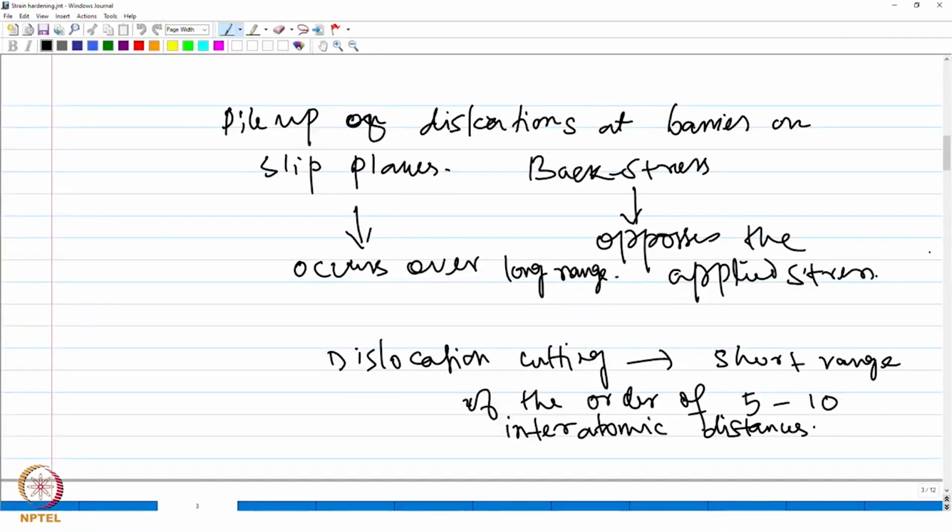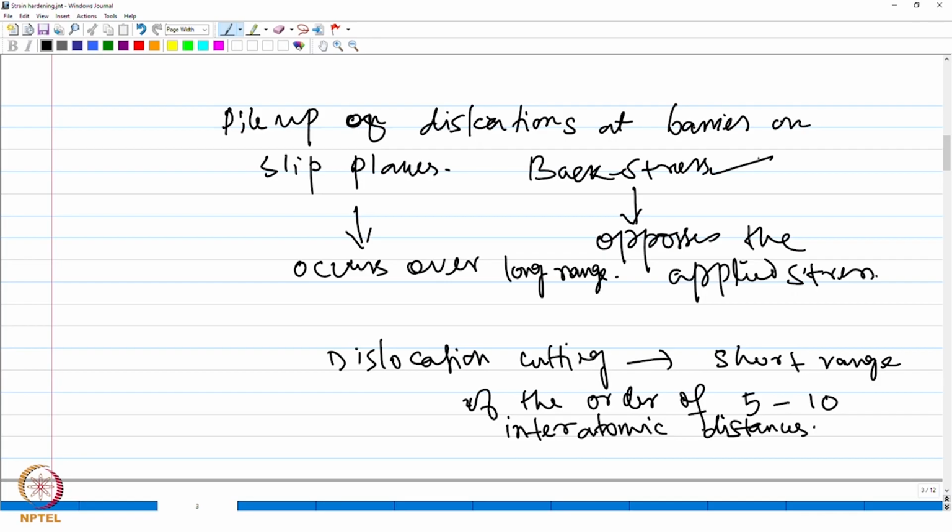Hello everyone and welcome back once again to this lecture series on aluminum based alloys and metal matrix composites. So we have been discussing strain hardening or cold working, and we have seen that there are two kinds of strengthening mechanisms with regard to cold working. One is related to dislocations piling up at barriers, leading to development of back stress, which opposes the applied stress, and that is how it leads to strain hardening.